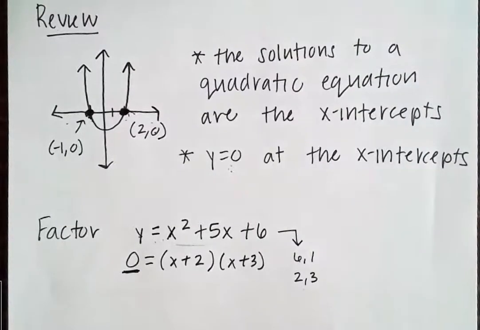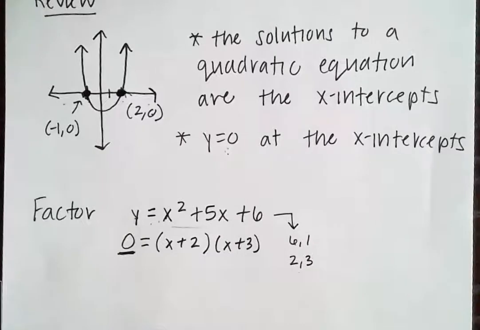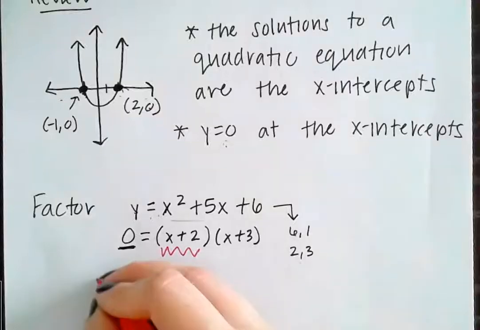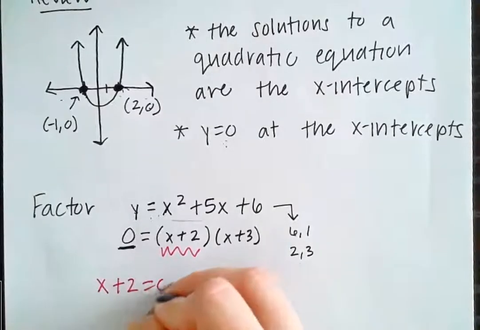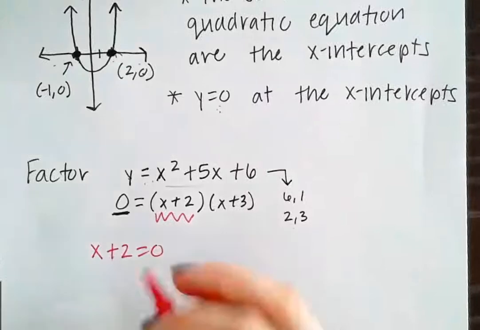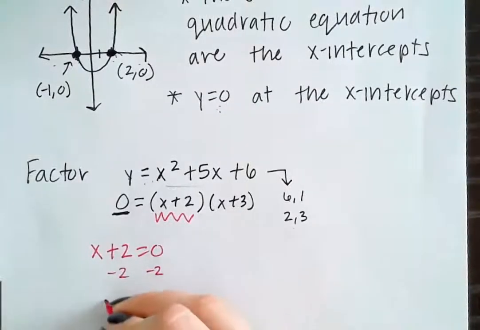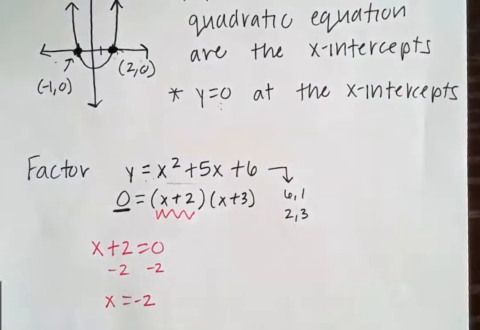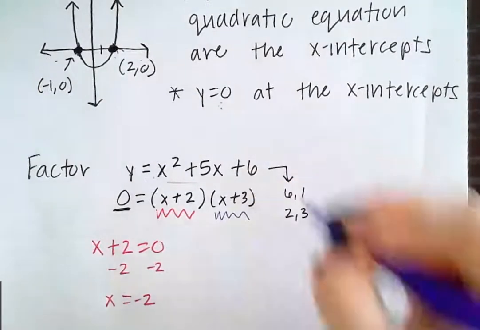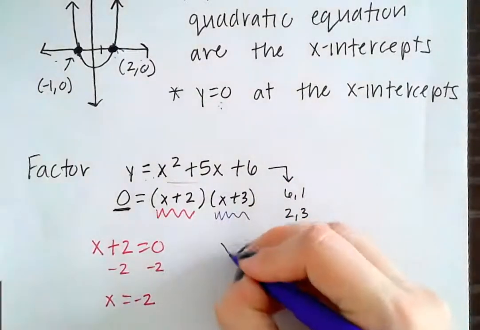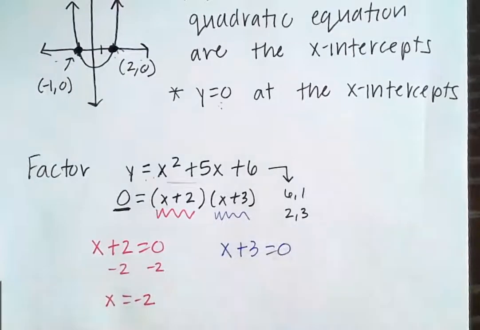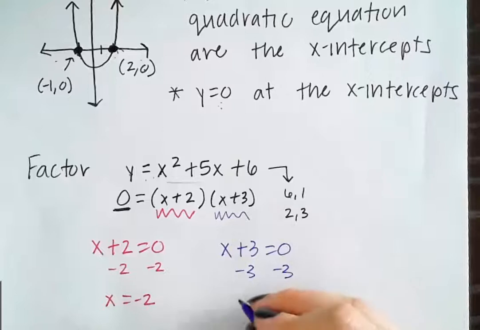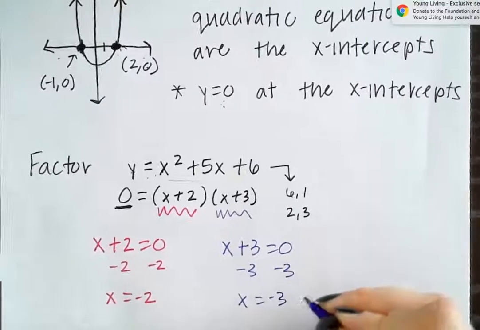Okay, so what does that mean? It's very simple. So what we're going to do is we're going to take each of our factors. So I'm going to take the first one, x plus 2, and set it equal to 0. Subtract over by 2. So then I find that x equals -2. That's one of them. And then you have to do the exact same thing with the other guy. So x plus 3 equals 0. Subtract over my 3. X equals -3.